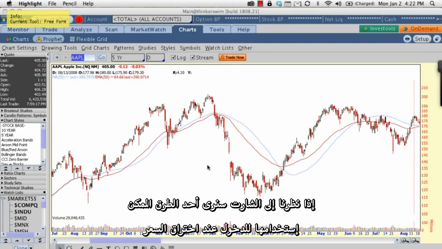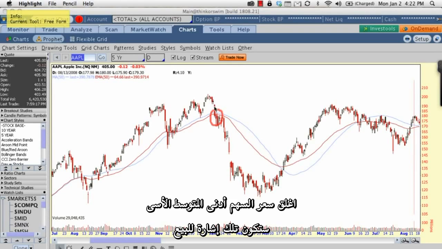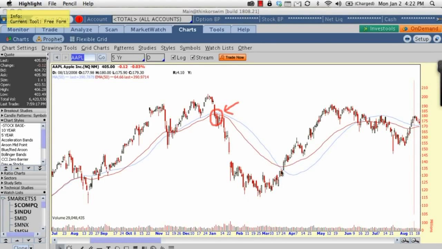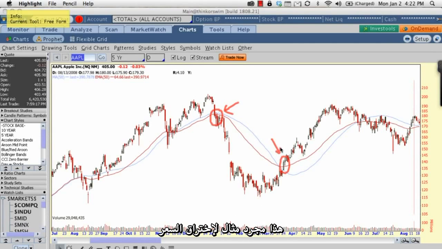Now, if we take a look at this chart, you can see that one of the two ways we can use this is by just a pure price breakout. So let's take, for example, back in January of 2008, Apple had closed below the exponential moving average. So that would be a signal right here to sell the stock short, just to close below. As soon as the stock closed above the exponential moving average in red, then again, this would be a signal right here to buy. Again, that's just a simple and pure price breakout.